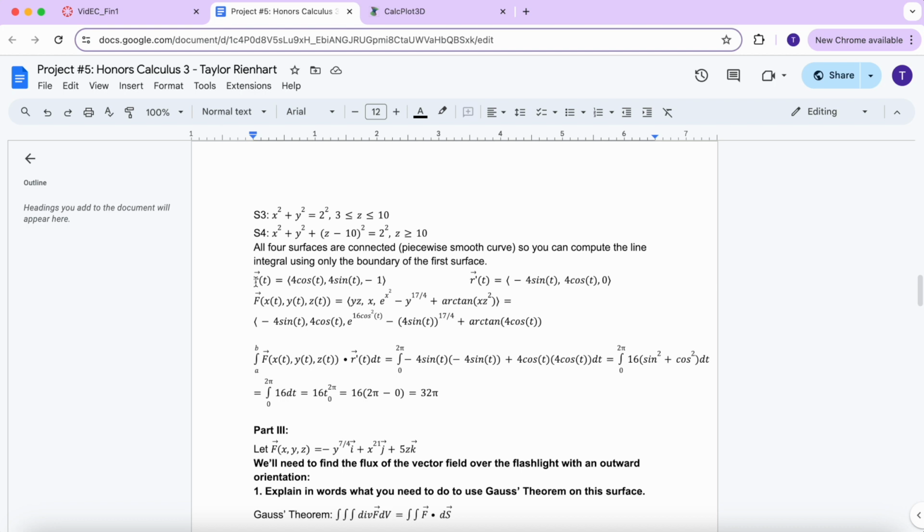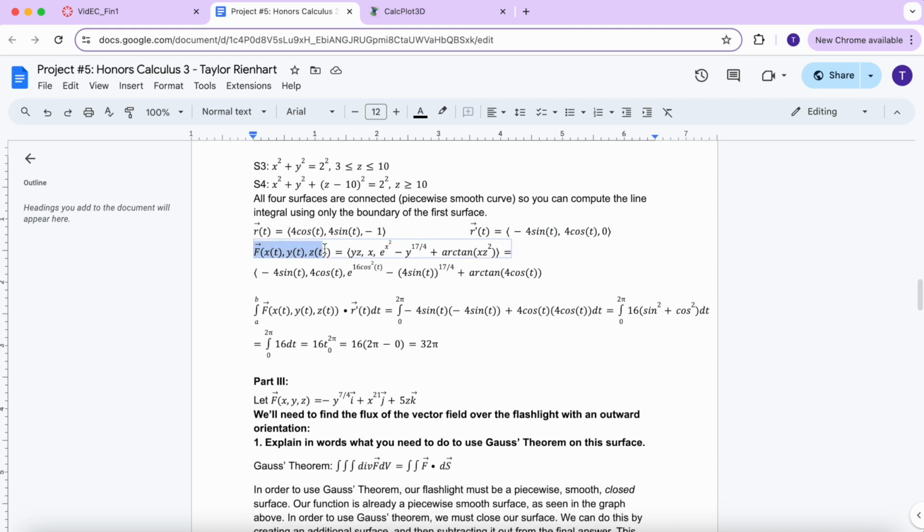So using this as r of t, we next need to find r prime of t. R prime of t is the derivative in each direction. So the derivative of 4 cosine t is equal to -4 sine t, and that's for the i component. The derivative of 4 sine t for the j component is 4 cosine t. And the derivative of -1 for the k component is 0, because the derivative of any constant is 0.